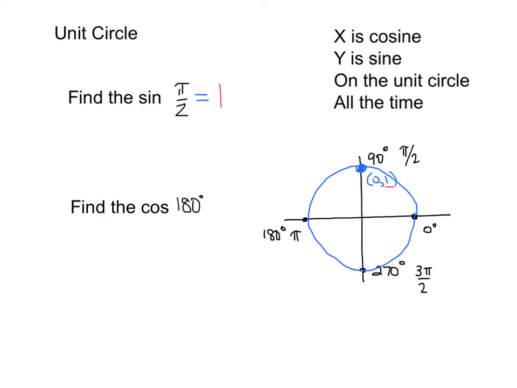For the cosine of 180, it's the exact same thing. I go to that point on the unit circle. I write down the coordinates, which are -1, 0. This time I'm looking for the cosine, so I'm going to look at the x-coordinate. The x-coordinate's -1, so the cosine of 180 is -1.